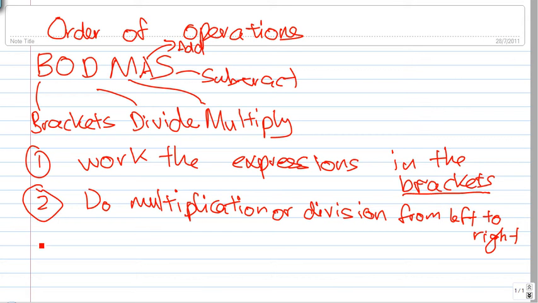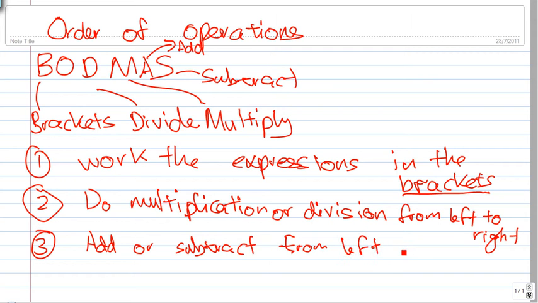Alright, and then third, of course, is add and subtract. Finally you do add and subtract. Add or subtract from left to right, whichever term comes first. From left to right.